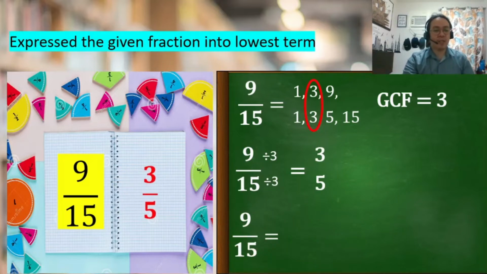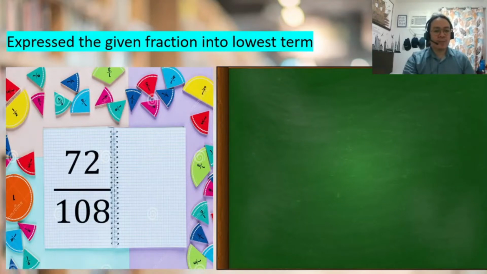Okay, very good. Next, express this one. This is a bigger number. If we will do the listing method, medyo mahaba, di ba? So that's why it is very important for you na alam nyo yung multiplication table. Kasi multiplication table or factors yun, di ba? Pag nagmumultiply ka, ang multiplication ay kabaliktaran ng division. If you know how to multiply, it is easy for you to divide.